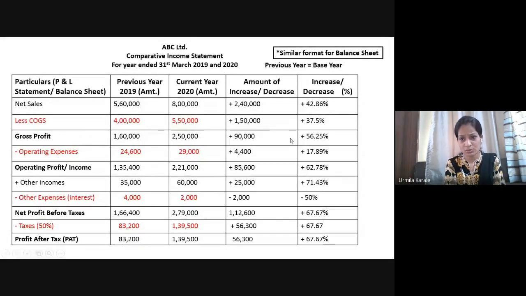So we have also seen how to interpret this statement. Sales, that is income, has increased by 42%, but expenses haven't increased to that proportion. They have increased less, and that has resulted in more profit. In the same way, sales have increased by 42%, but a proportionate increase is not seen in the operating expenses.